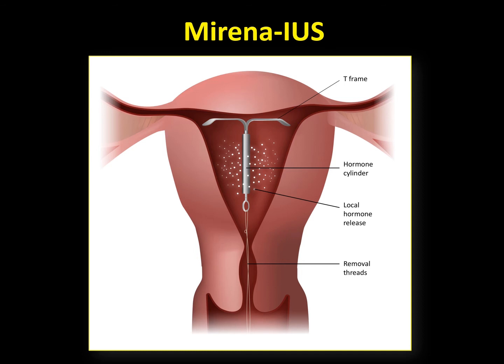polyethylene frame with a hormonal reserve of 52 milligrams of levonorgestrel, and this releases levonorgestrel daily at a rate of 20 micrograms per day for 5 years, and this is reduced later to 11 micrograms per day. This is why we keep Mirena for 5 years as a method of contraception, but for 4 years if it is used as hormone replacement therapy.